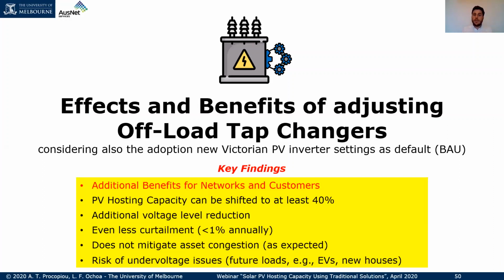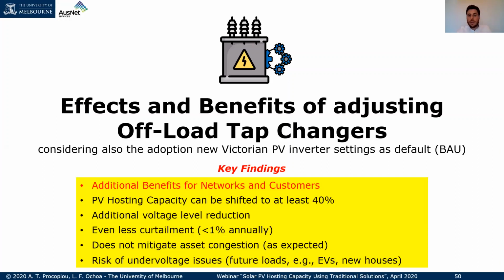So we're considering that the new settings defined in Victoria through different DNSPs require VolVar and VolVat to be enabled with specific settings. On top of that, we are implementing the adjustment of offload tap changes to see what this means in terms of the effects and benefits.